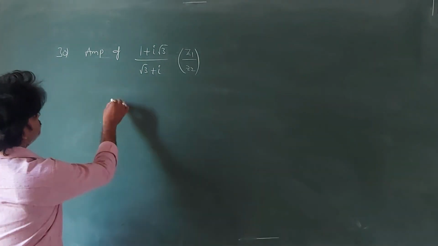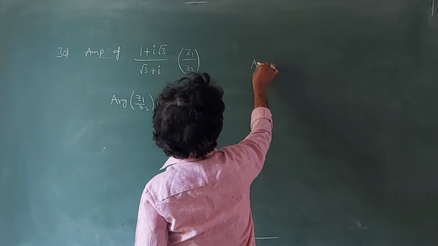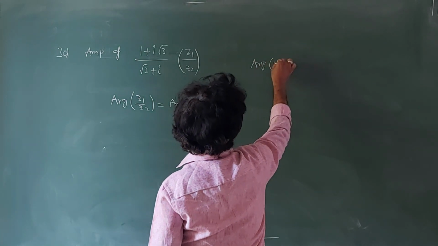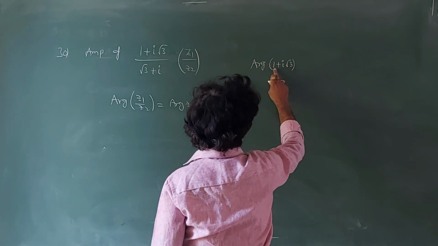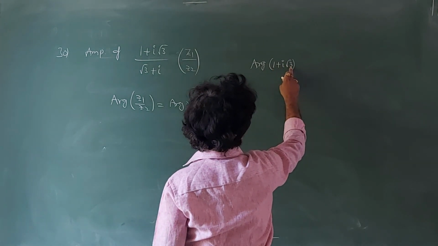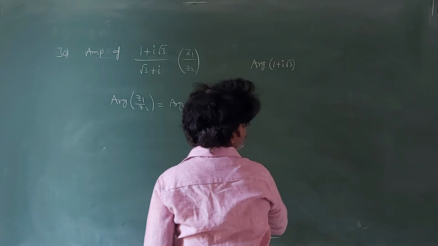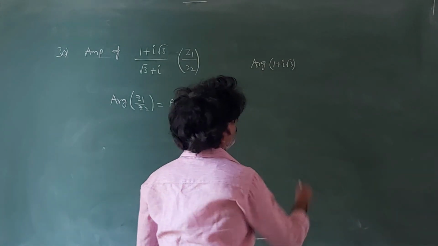Formula is argument or amplitude of z1 by z2 equal to, what is the formula I said? arg z1 minus arg z2. So here also, separately find the arguments of these two complex numbers, then use this formula. Easy. So argument of 1 plus i root 3. Here both real and imaginary parts are positive, means the complex number lies in the first quadrant.